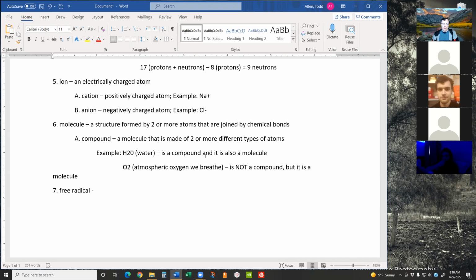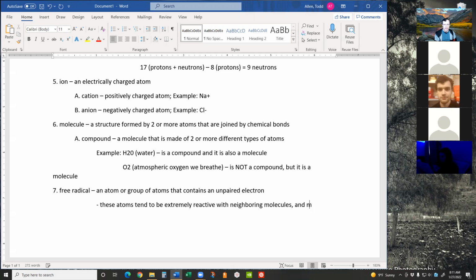Okay, so a free radical is an atom or group of atoms that contains an unpaired electron. These atoms tend to be extremely reactive with neighboring molecules and often damage the neighboring molecule through that interaction.